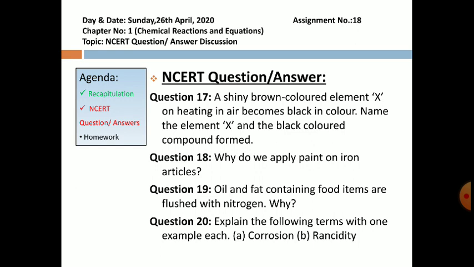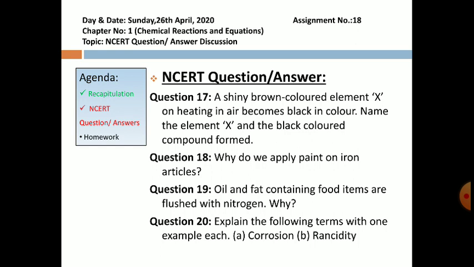19th question. Oil and fat containing food items are flushed with nitrogen gas. Why? You all buy chips packets. These packets are fluffy. They have air in them. This gas is nitrogen. But why is it present there? Nitrogen is an inert gas and does not easily react with these eatable substances. On the other hand, oxygen reacts with food substances and makes them rancid.